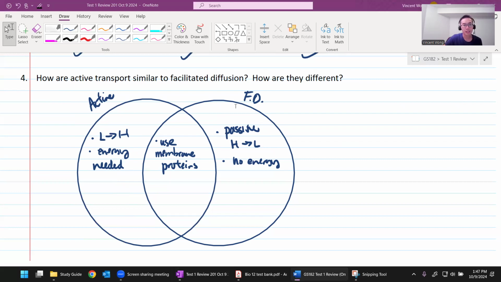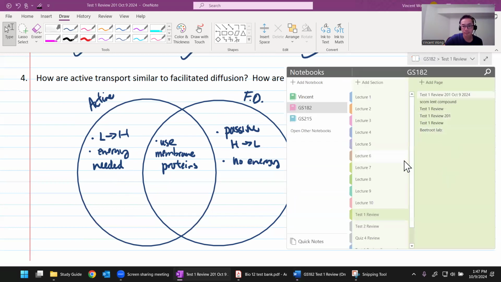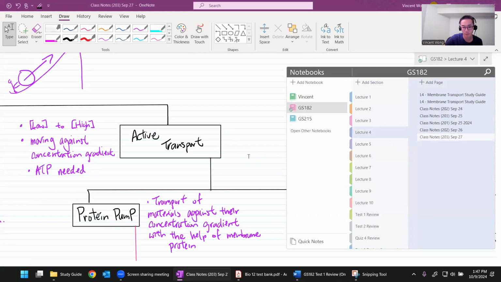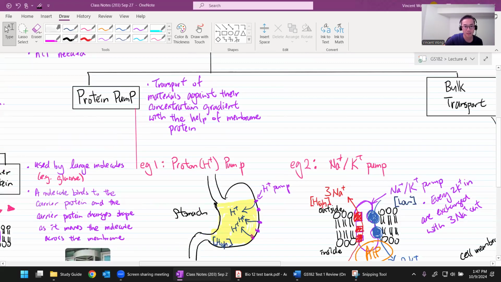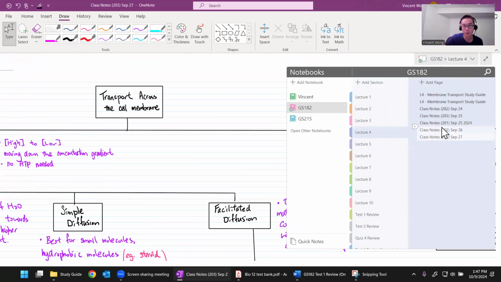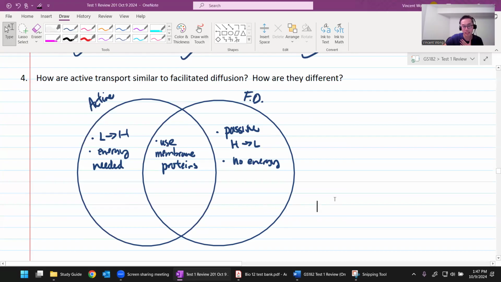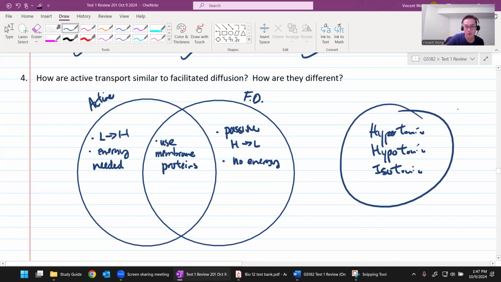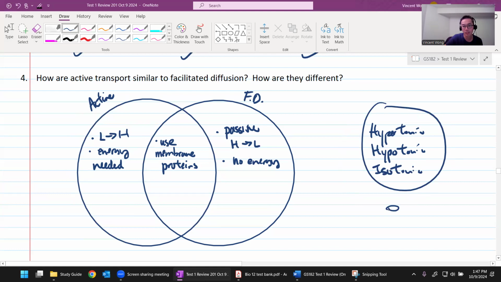Okay, but the key thing is to know the chart. Either know the chart by heart, which would be ideal, or have it next to you so that you can check it quickly if you need to. And of course, we didn't have time to talk about the whole hypertonic, hypotonic, and isotonic stuff, so make sure you spend time to review that. There is also the U-shaped tube.